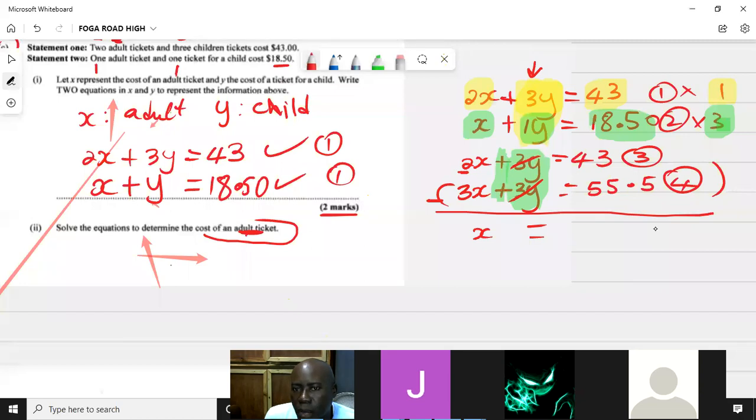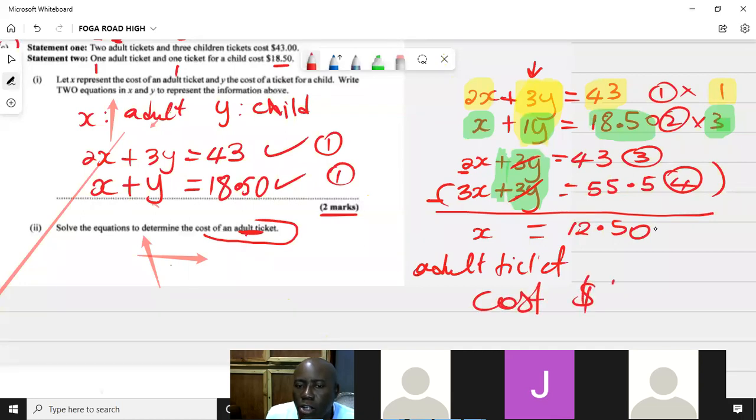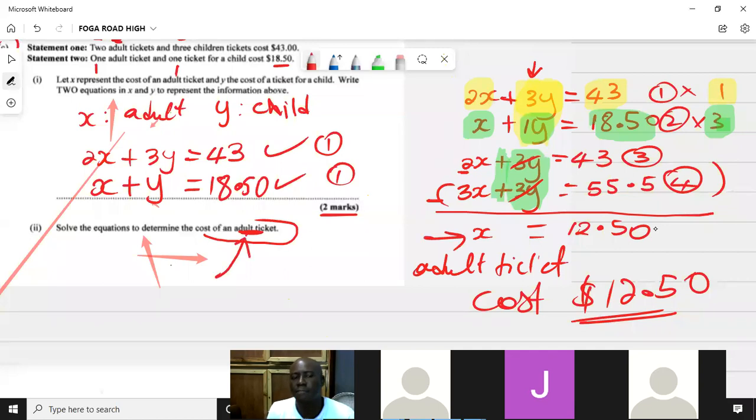Somebody work out this for me now. Well, I think it is 12.5 anyway, right? Yes, sir. 55.5 minus 43 will give you 12.5. You know what this means? One adult ticket costs $12.50. So that answers the question. You work it out and you find x and then you just tell them, listen, the adult ticket you asked me for costs $12.50.